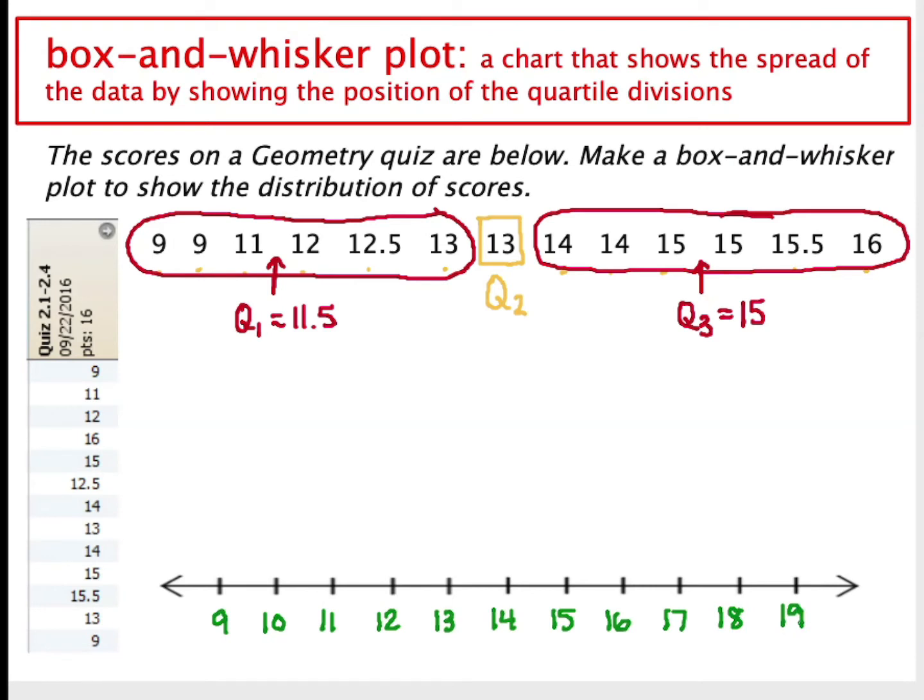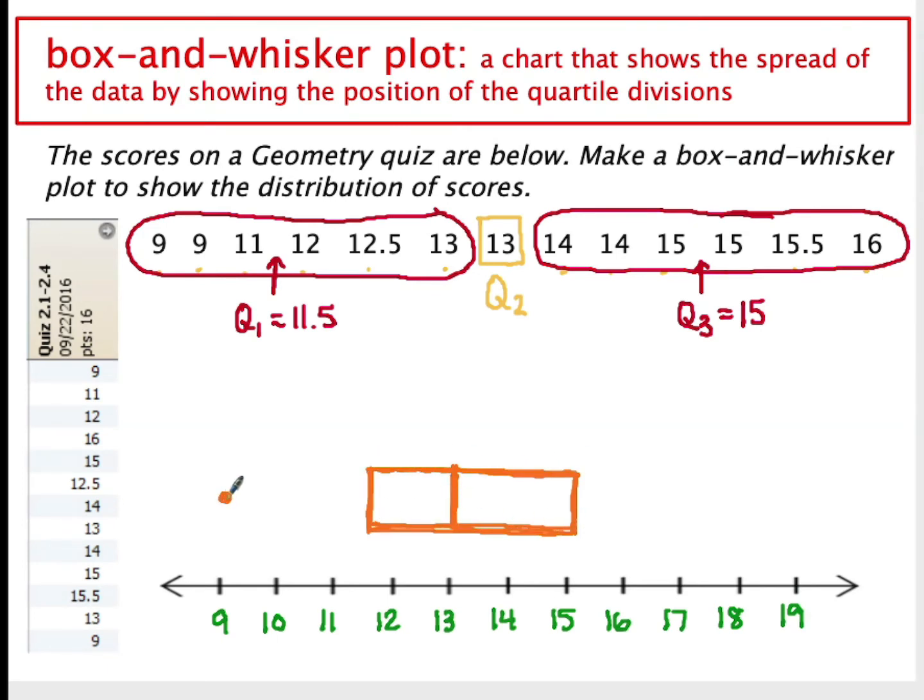Looks like I didn't need all of those. So the Box-and-Whisker plot. The median, quartile 2, is represented by a vertical line. Quartile 1 as well, and quartile 3 are represented as vertical lines, and those three values make up the box in the Box-and-Whisker.